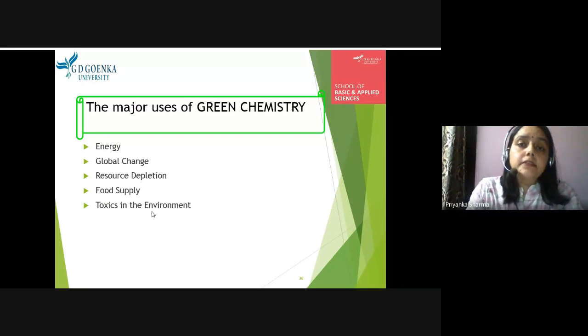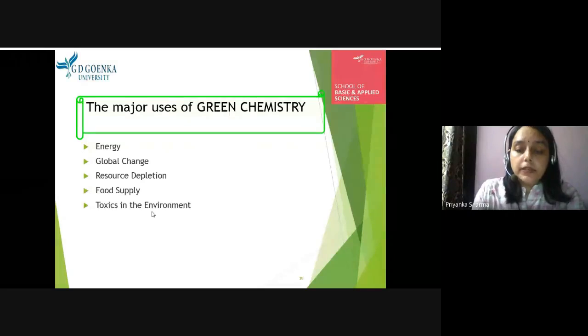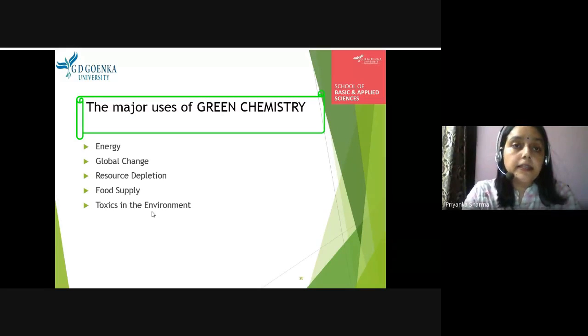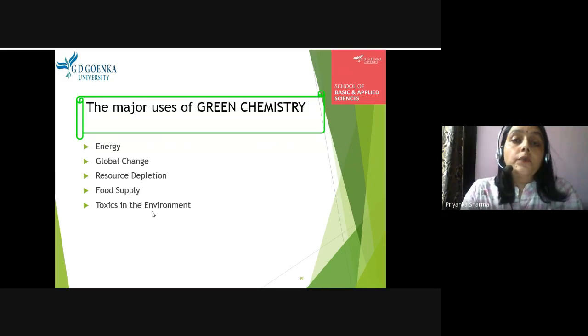Now, what are the major uses of green chemistry? Because we are saying that with the help of green chemistry, we are able to protect the environment. So everything which is related to the environment, how we are interacting with the environment, how we are affecting ourselves, that can also give you an idea about the uses of green chemistry.